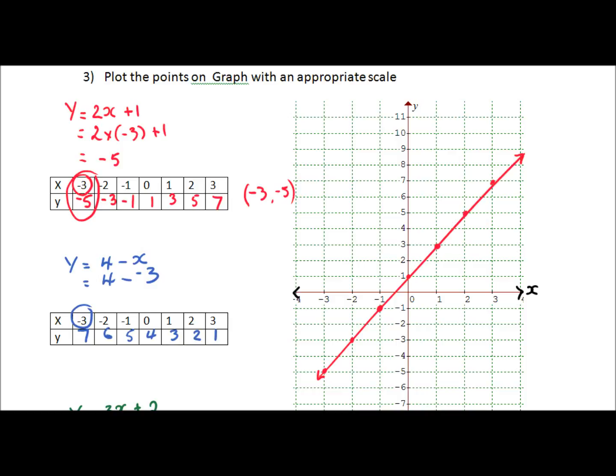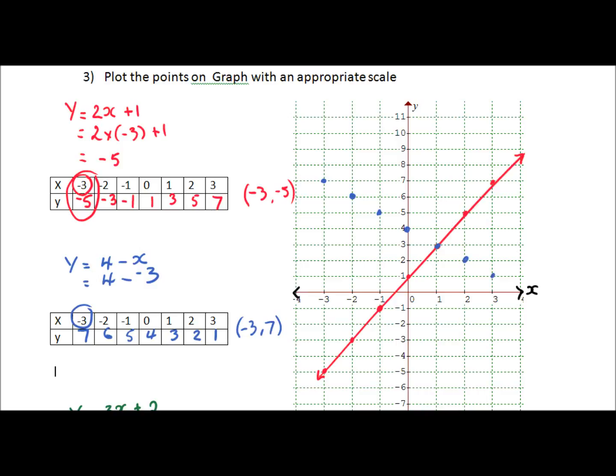And now I need to plot those points. So my first point that I'm going to plot is -3, 7. So -3, 7 right up here. -2, 6, -1, 5, 0, 4, so on and so on.